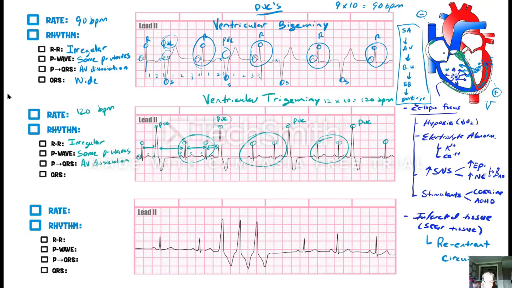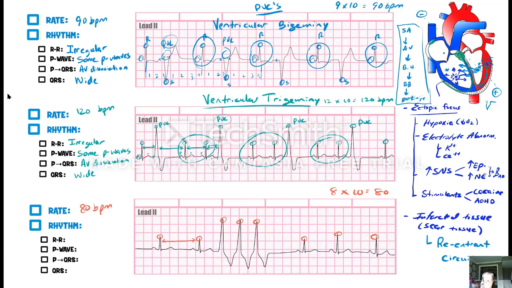Next thing, QRS complexes. Are these wide or narrow? This is obviously a wide QRS complex. Okay? And again, we determined that the PVCs have a very specific pattern to them. They're occurring after every 2 normal PQRST complexes. Okay? So ventricular trigeminy. If it's after every normal PQRST complex, it's ventricular bigeminy. All right? We have here, let's count up: 1, 2, 3, 4, 5, 6, 7, 8. 8 times 10 equals 80. 80 beats per minute.